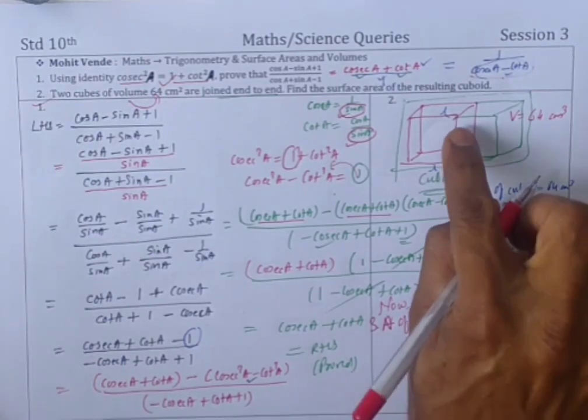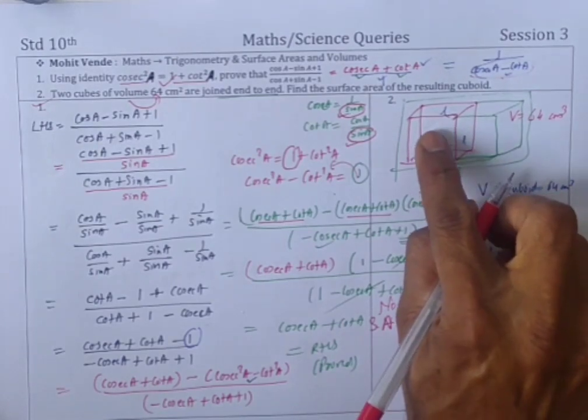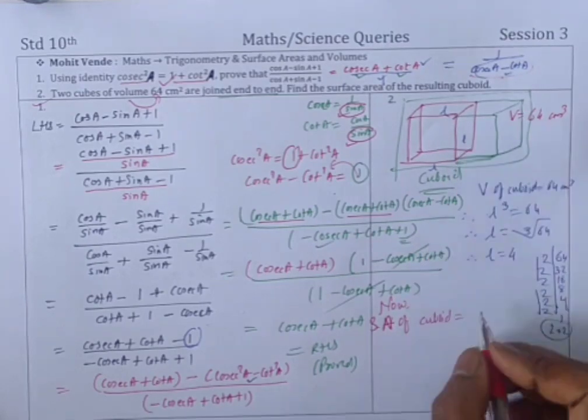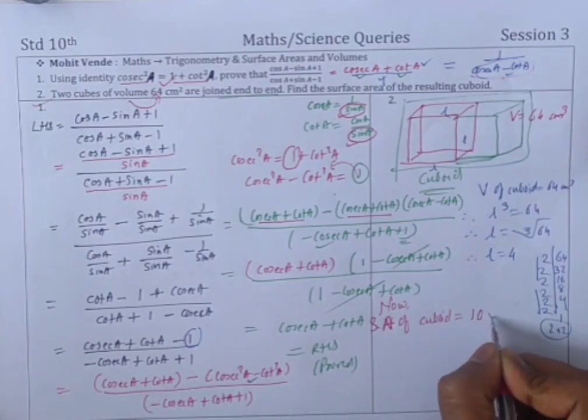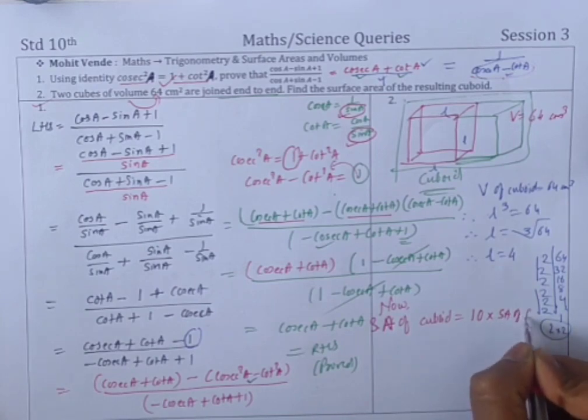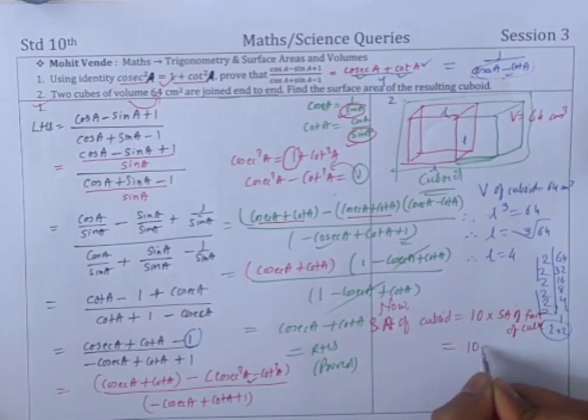सो वॉल्यूम ऑफ क्यूबॉइड विल बी, सॉरी नॉट वॉल्यूम ऑफ क्यूबॉइड, हमें सरफेस एरिया ऑफ क्यूबॉइड ढूंढना है, आई एम सॉरी। सो सरफेस एरिया ऑफ क्यूबॉइड इज 5 faces of cube plus 5 faces of second cube. So that gives you 10 times the surface area of face of cube. All right. So 10 times.